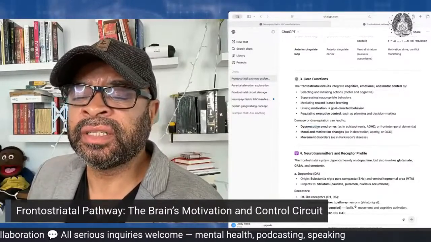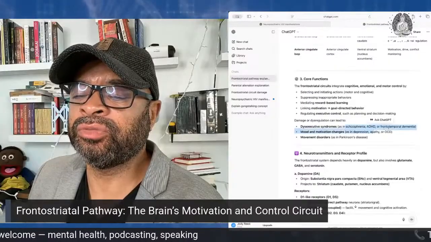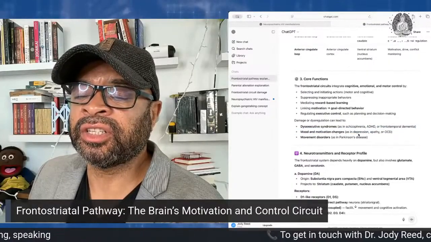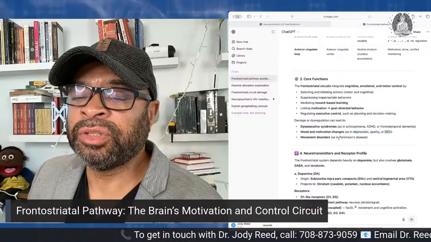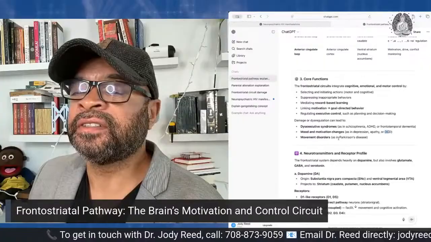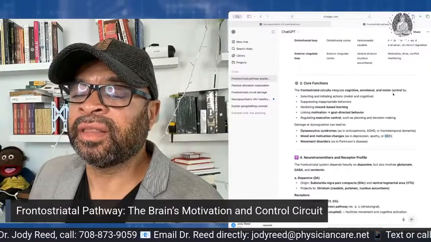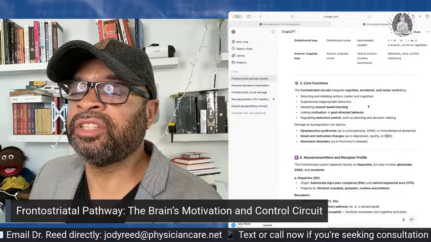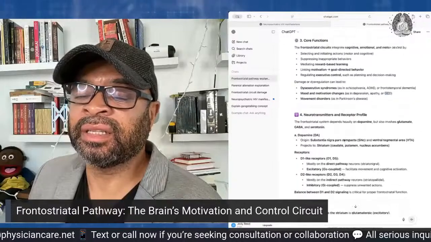So this executive syndrome occurs in conditions such as schizophrenia, ADHD, and frontotemporal lobe dementia, right? Mood and motivational changes such as depression, apathy, or OCD. Movement disorders such as Parkinson's disease. So remember, the cognitive and emotional would be frontotemporal lobe dementia. Motor would be sort of like Parkinson's disease and things like that.